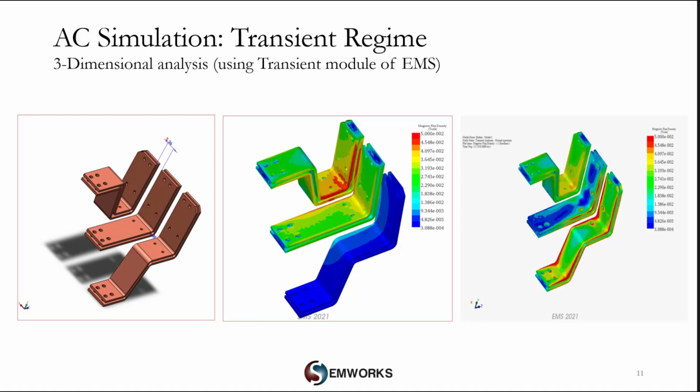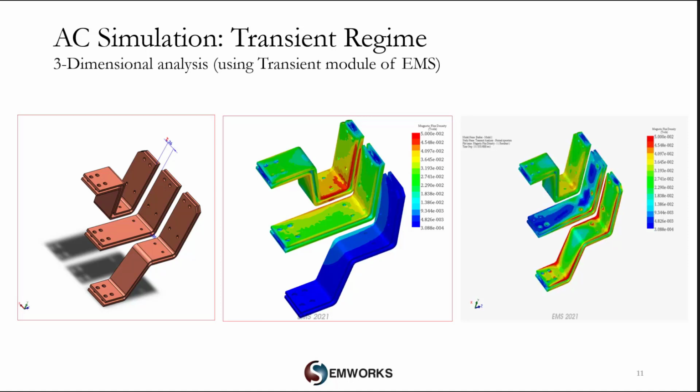This model contains two bars per phase and is supplied with a rated current of 5 kiloamps at the frequency of 50 Hz. In this simulation, the transient module of EMS is used to compute the electromagnetic results versus time, before reaching the steady state.